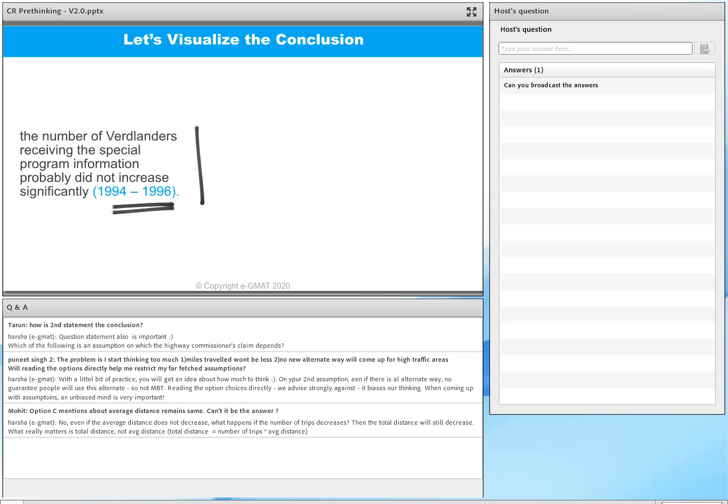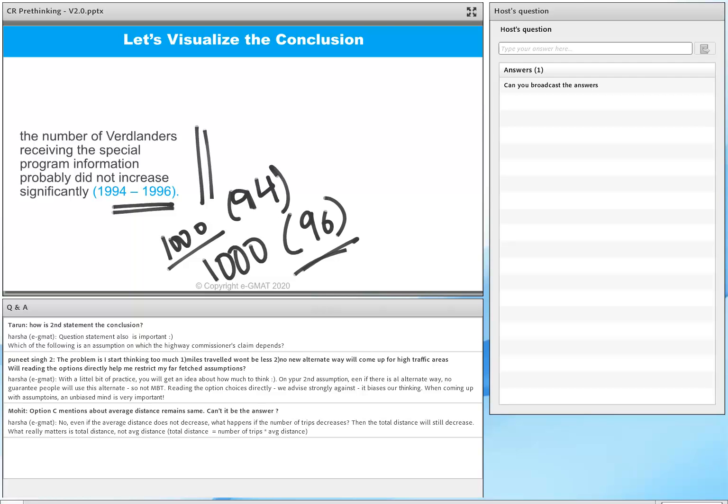So you guys asked what's visualizing this. Essentially what this is saying is if we had about 1,000 overlanders who received the special program information in 94, then we still have about 1,000. It could be 1,010, but roundabout 1,000 in 96. That's kind of what I'm saying. And I'm only worried about special program information, and I'm not worried about other pieces over here.